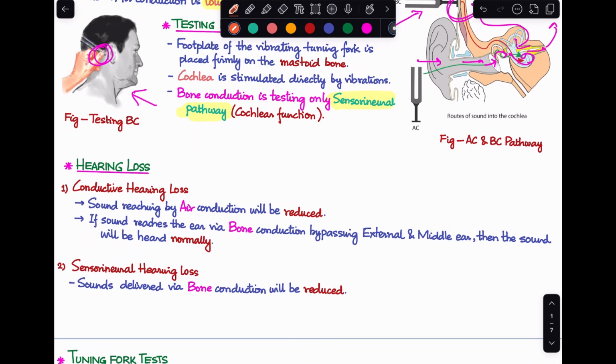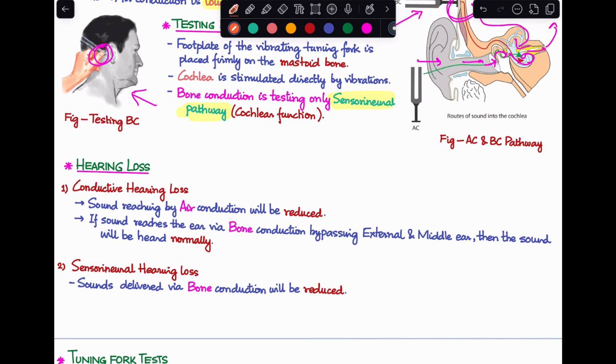Next, we'll also be talking about two types of hearing loss here. One will be conductive hearing loss and one will be sensory neural hearing loss. So as we perform each of the tuning fork tests, our results will be interpreted as either normal or conductive or sensory neural hearing loss. Now what happens in sensory neural hearing loss?